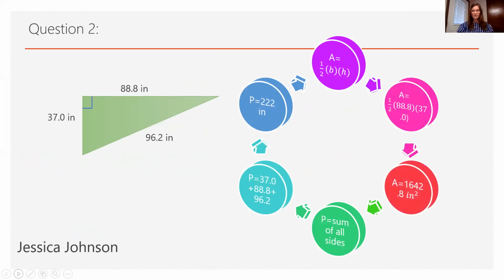To figure the perimeter, we're going to sum all the legs of the triangle together. And the perimeter equals 37.0 plus 88.8 plus 96.2. And our perimeter total equals 222 inches.